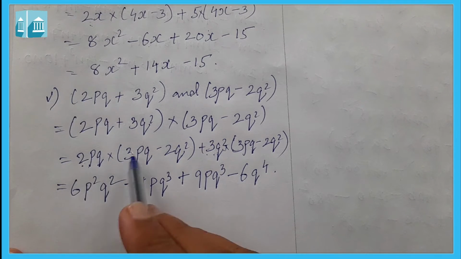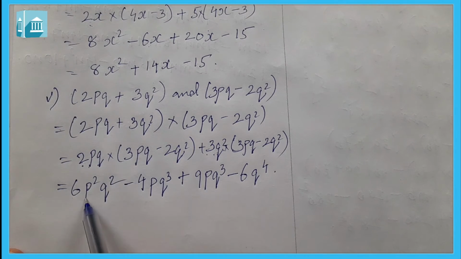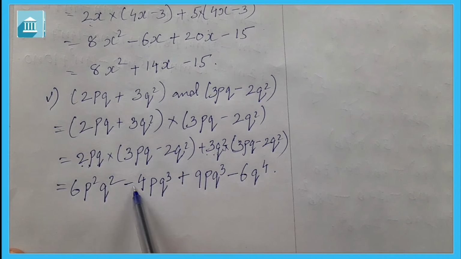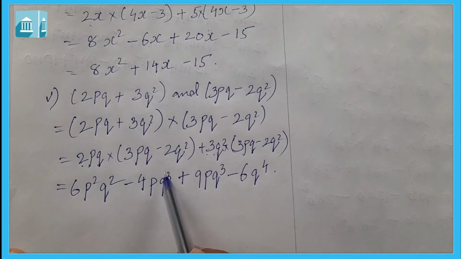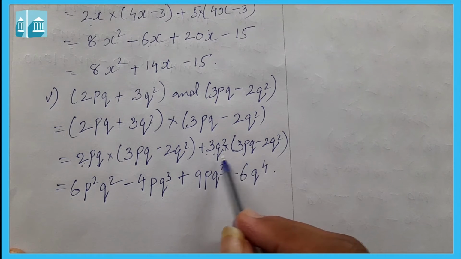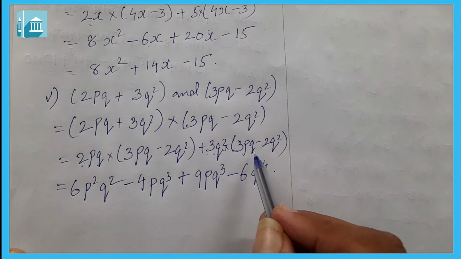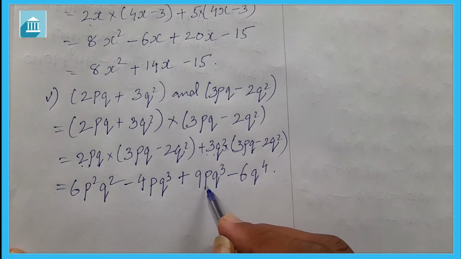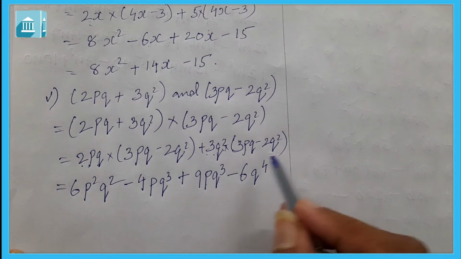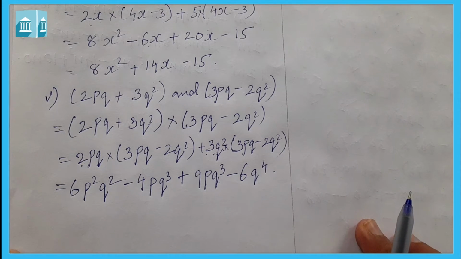Again I am doing 2 into 3, that is 6. P into p is p square. Q into q is q square. Here 2 into minus 2 is minus 4. P is here, so p, q into q square is q to the power 3. 3 into 3 is 9, q into q square into q is q cube. P is alone here, so p. 3 into minus 2 is minus 6. Q square into q square is q to the power 4.